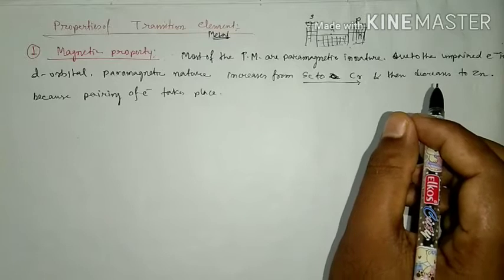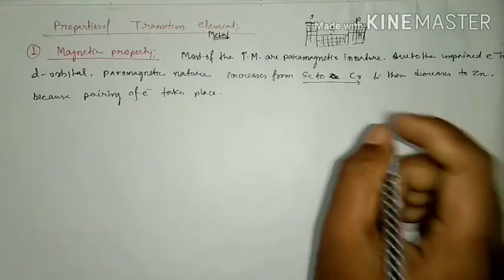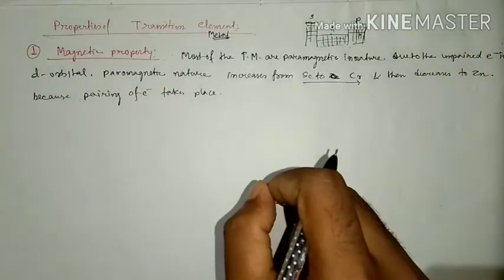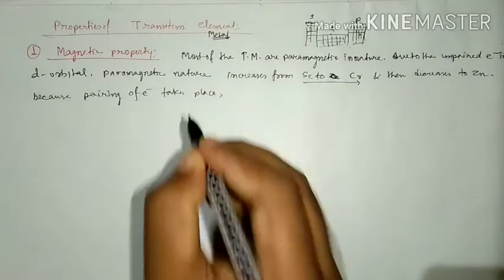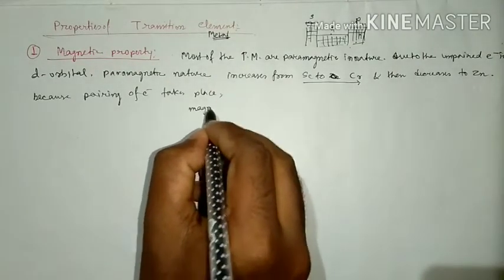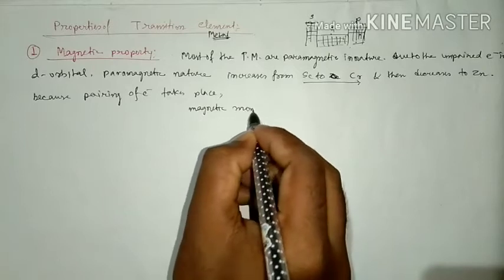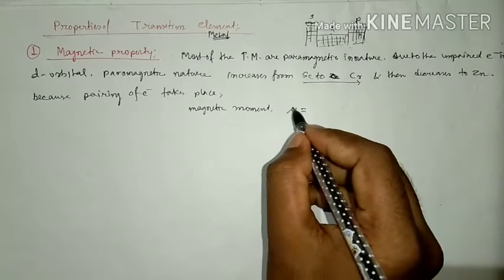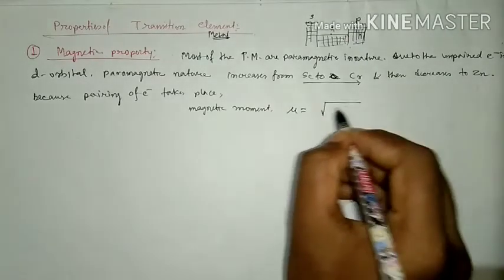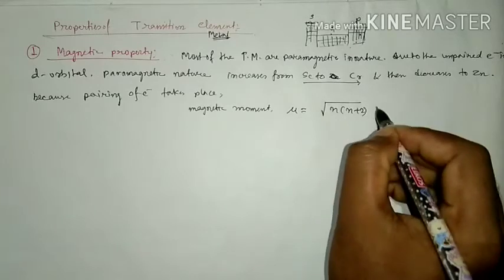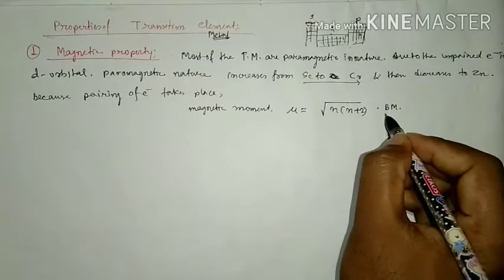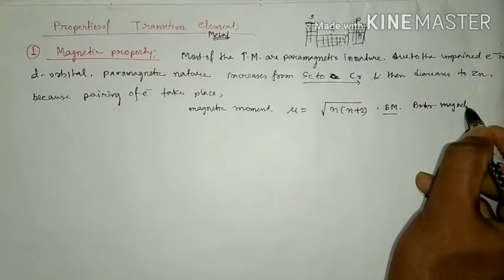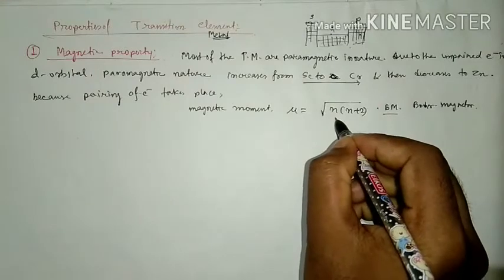Now, to express this magnetic nature, we have to assign a new term which is known as magnetic moment. Now see, magnetic moment, mu. इसका सिंबल क्या है? म्यू इज इक्वल टू √(n(n+2)) BM. BM is the unit. BM means Bohr magneton, and n is the number of unpaired electrons.